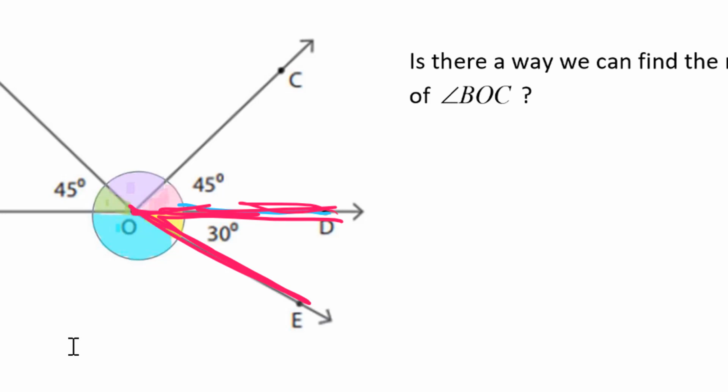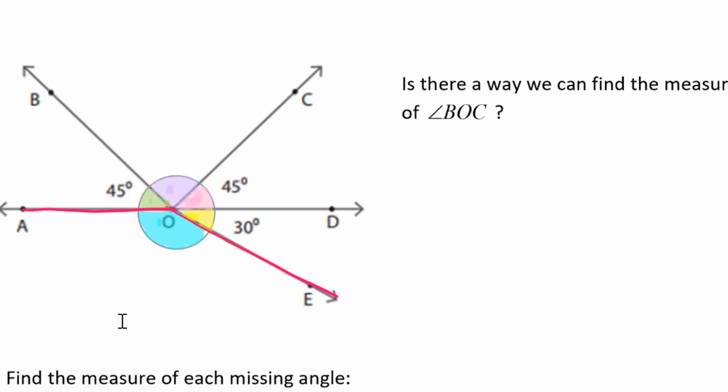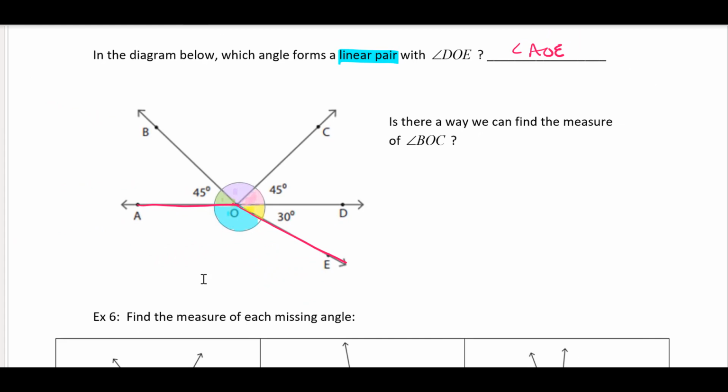So remember, a linear pair is two angles that are next to one another, adjacent, that make a straight line. When I look at angle DOE, the only angle that makes a linear pair with it is the one right next to it, that baby blue one. The name of that angle is AOE. So angle AOE is the angle forming a linear pair with that. Now remember, you can name that angle EOA, same place in space. So that's that piece of it.